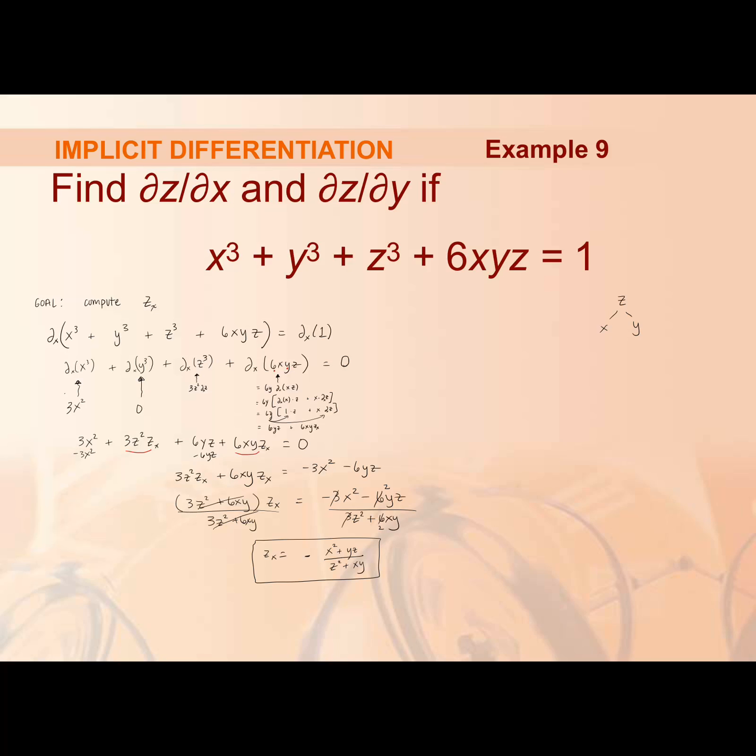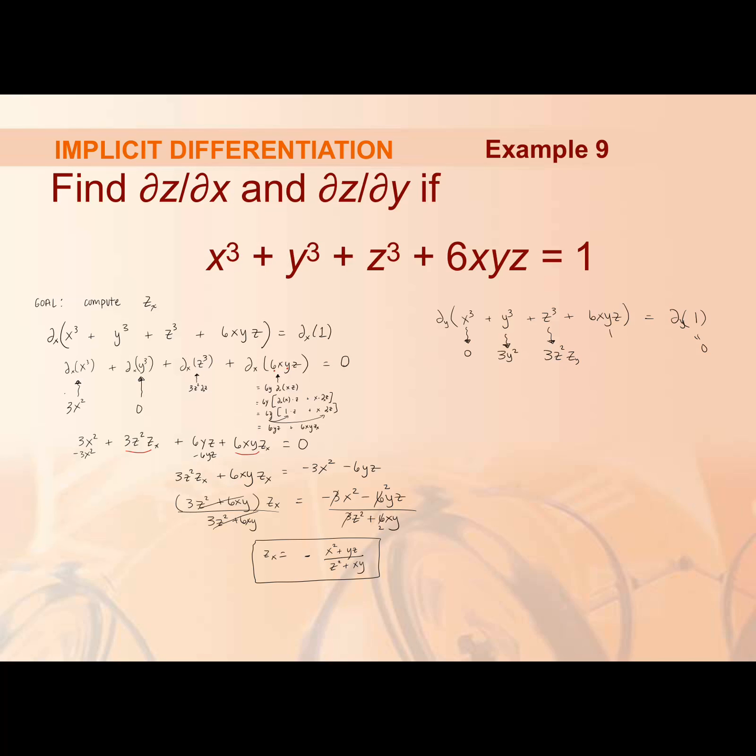Okay, so let's practice. What I would like to do is practice also finding the partial with respect to y. This time I'm going to go a little faster. I'll take the partial with respect to y of x cubed plus y cubed plus z cubed plus 6xyz, which is equal to the partial with respect to y of 1. On the right-hand side, that's going to be equal to 0. That partial is going to give me 3y squared. That partial is going to be 3z squared z_y.